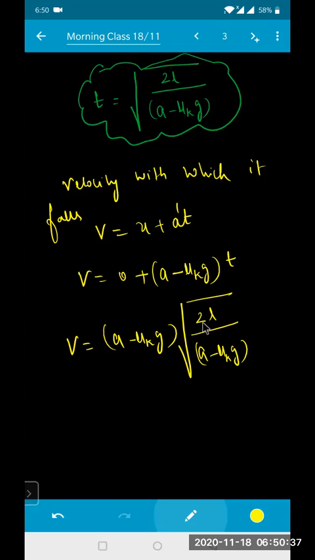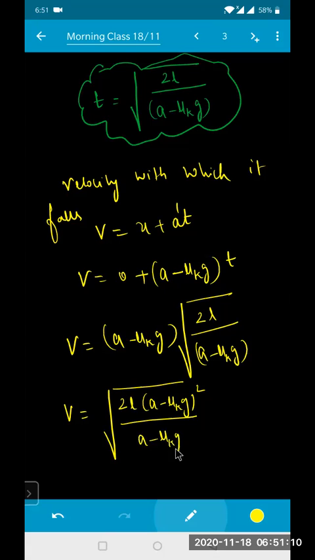So v will be equal to how much for me? 2 into L divided by a minus mu k into g, because the square of this one will go inside, and this will get cancelled. So at that time it will become v is equal to under root of 2L into a minus mu k into g. So v is equal to under root of 2 into L into a minus mu k into g whole square divided by a minus mu k into g. This square and this one will get cancelled. So this will be equal to under root of 2L into a minus mu k into g. That will be the velocity. Okay?